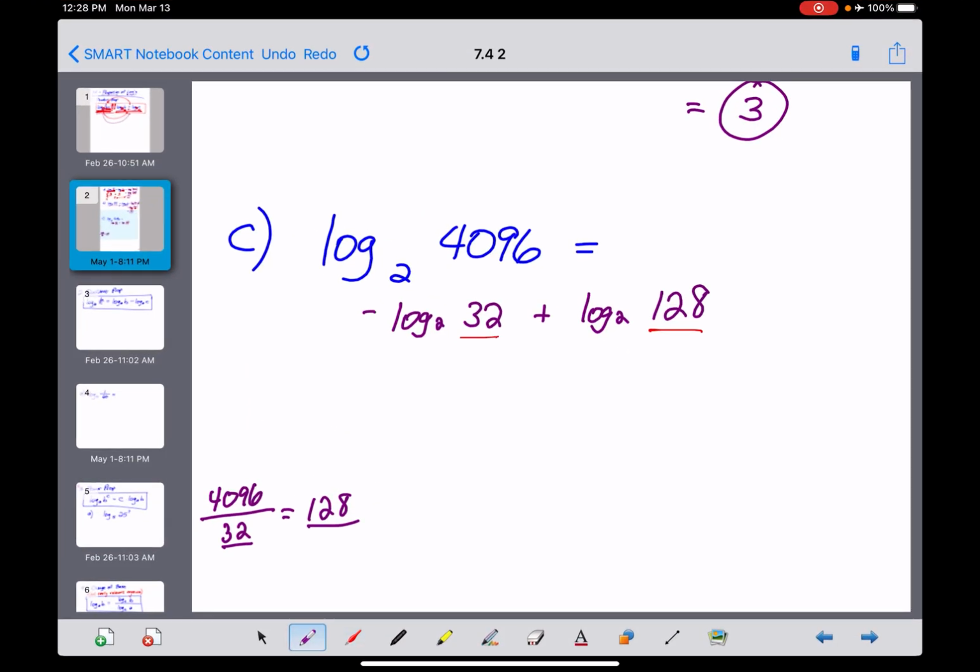Now, how is that helpful? I think that both of those two logarithms right there we can evaluate, hopefully by hand, maybe with a little bit of thinking here, but let's take a look.